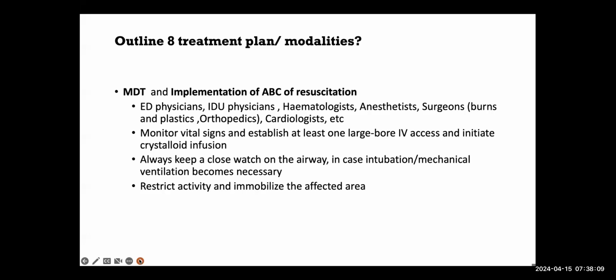Then you have the implementation of your ABC of resuscitation. So you want to make sure that the airway is open. You want to make sure that you are also monitoring that airway, in case the patient needs intubation and mechanical ventilation, which can be done by you, but with the assistance of an anesthesiologist. You must monitor your vital signs and establish that the patient has most likely two lines, but one should be a large bore IV access with which you would like to initiate your crystalloid infusion.